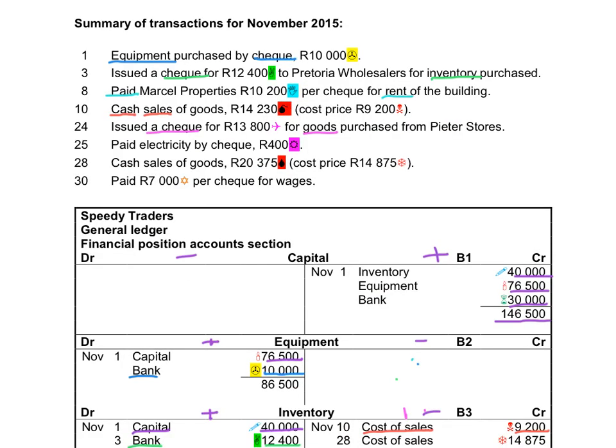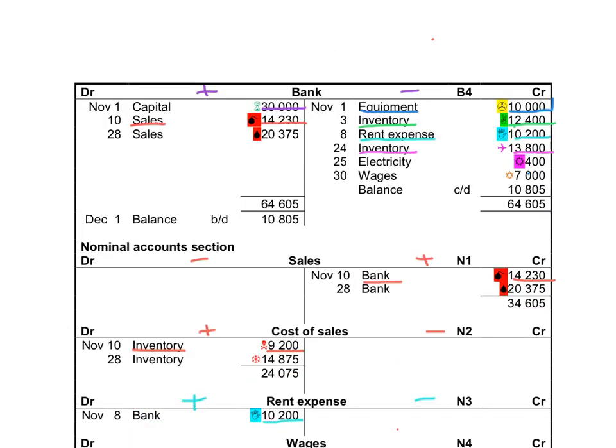Paid electricity by check. Electricity is an expense and we took money out of the bank, so the double entry will be in the bank account. The bank account is credited to decrease the money in the bank because assets decrease on the credit side, and the electricity account will be debited.